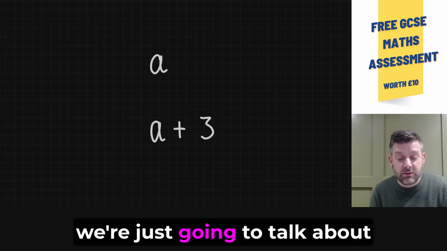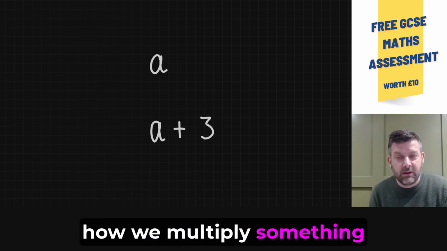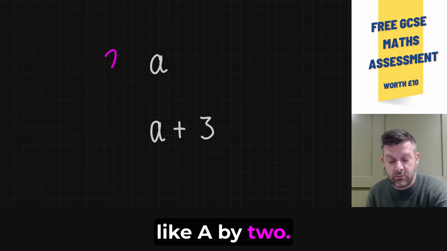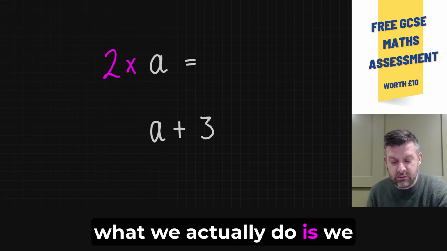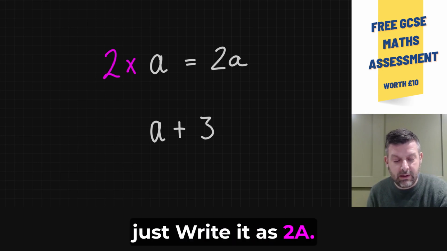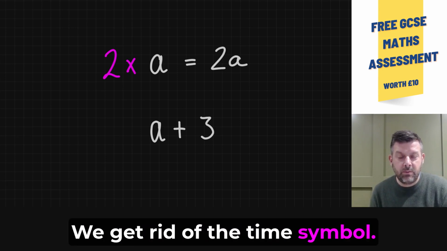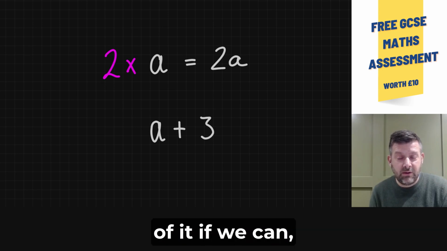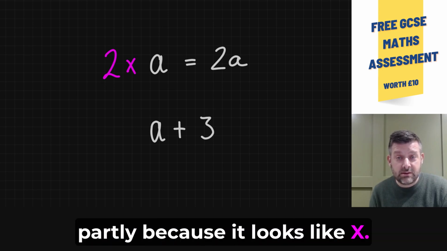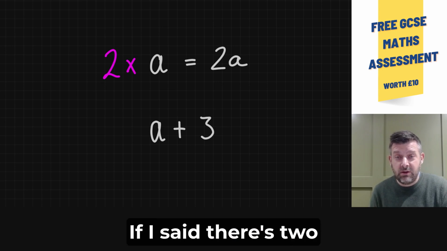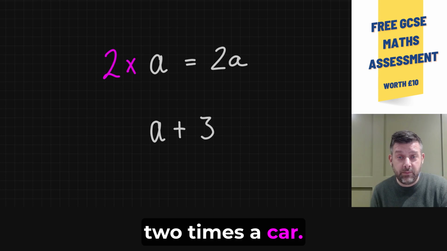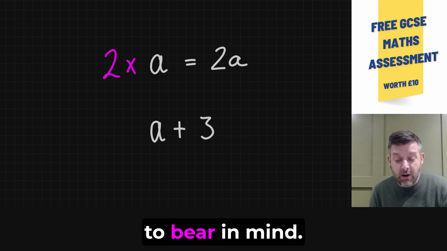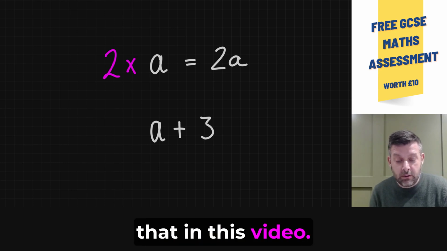Before we get into that, we're just going to talk about how we multiply something like a by 2. So if we do 2 times a, what we actually do is we just write it as 2a. We get rid of the times symbol. We do that in maths. We just tend to get rid of it if we can, partly because it looks like x. We do this in language as well. If I said there's 2 cars over there, I wouldn't say there's 2 times a car. So that's something to bear in mind, and we're going to be using that in this video.